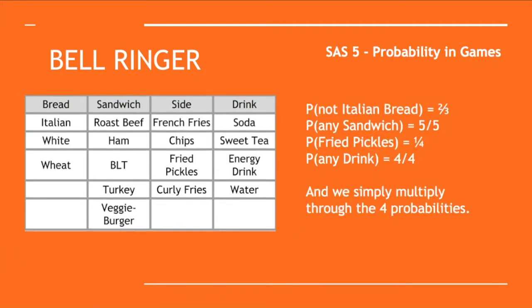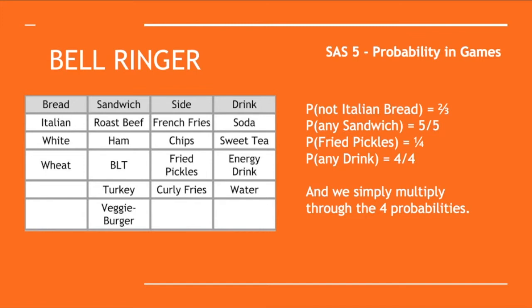So the probability that it's not Italian bread is 2/3. And why do we know that? Because Italian bread is one of 3 choices, and the other 2 choices are white and wheat. So out of 3, the probability of it not happening is 2 out of 3. Sandwich, any sandwich is 5 out of 5, so it doesn't matter.